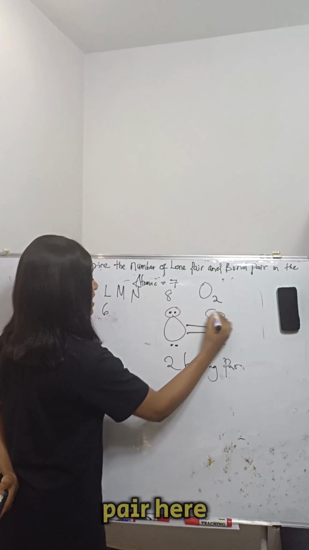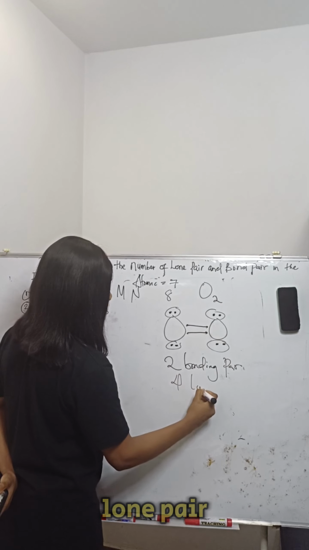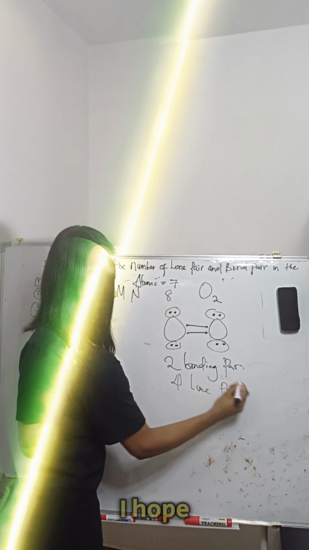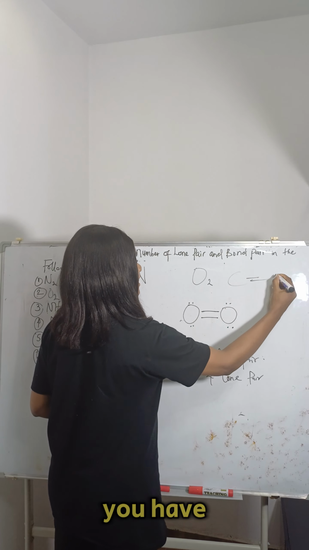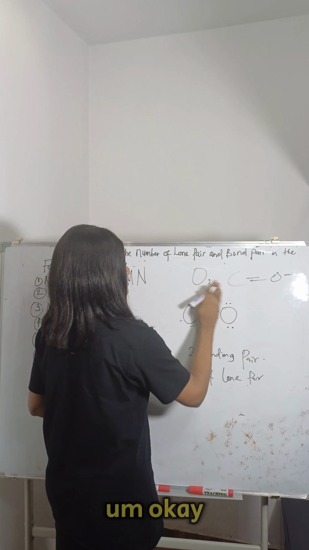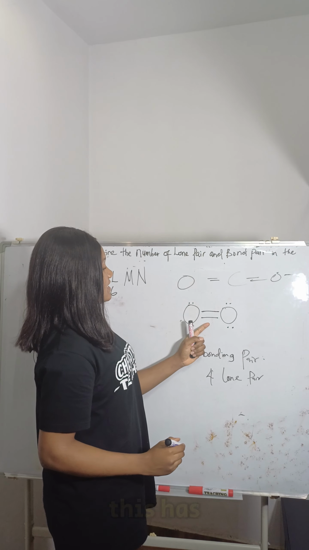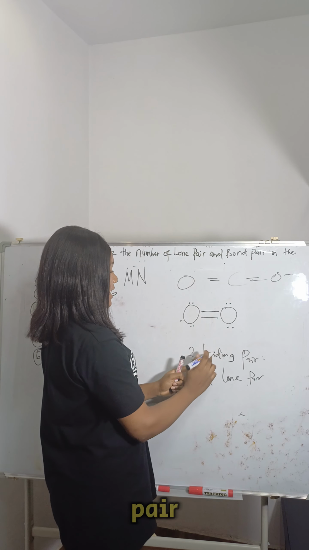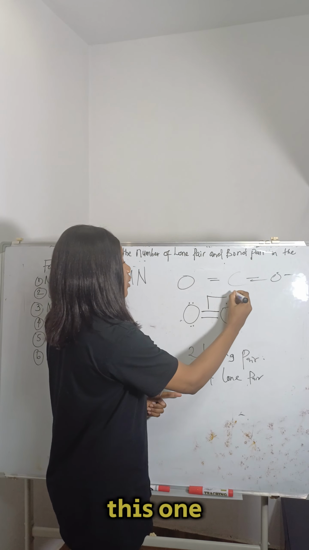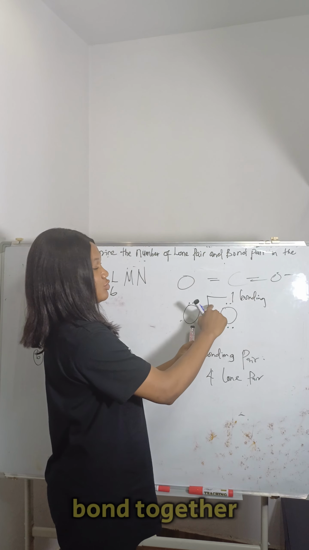The lone pair here, oxygen gas, has 4 lone pair. I hope you got that. Now, if you notice, this is now similar with what you have here. How many lone pair does this have? We have 4 lone pair and 2 bonding pair. You will not call this one bonding pair because it has 2 bonds together.